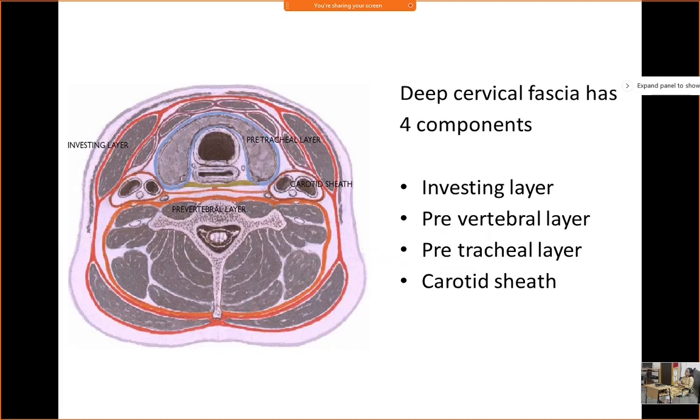Now what are the components of the deep cervical fascia? It has 4 components: the investing layer, the prevertebral layer, the pretracheal layer, and the carotid sheath. So remember, the false or the surgical capsule is derived from the pretracheal layer.